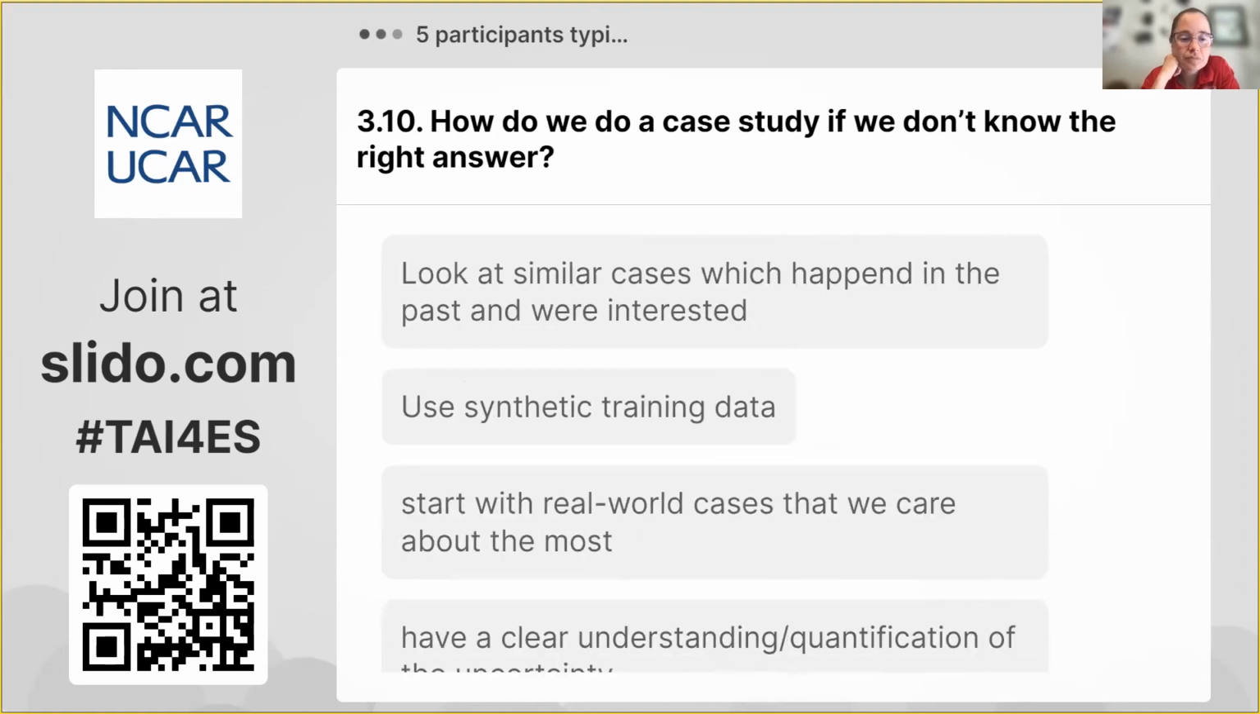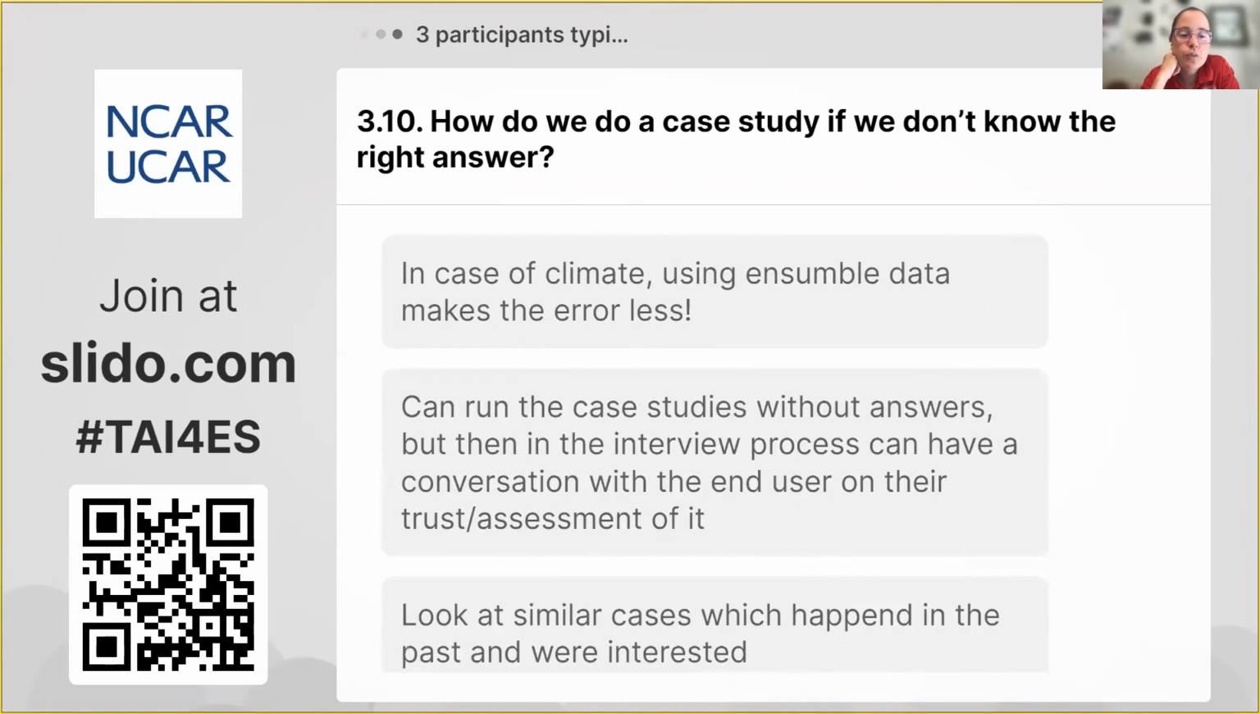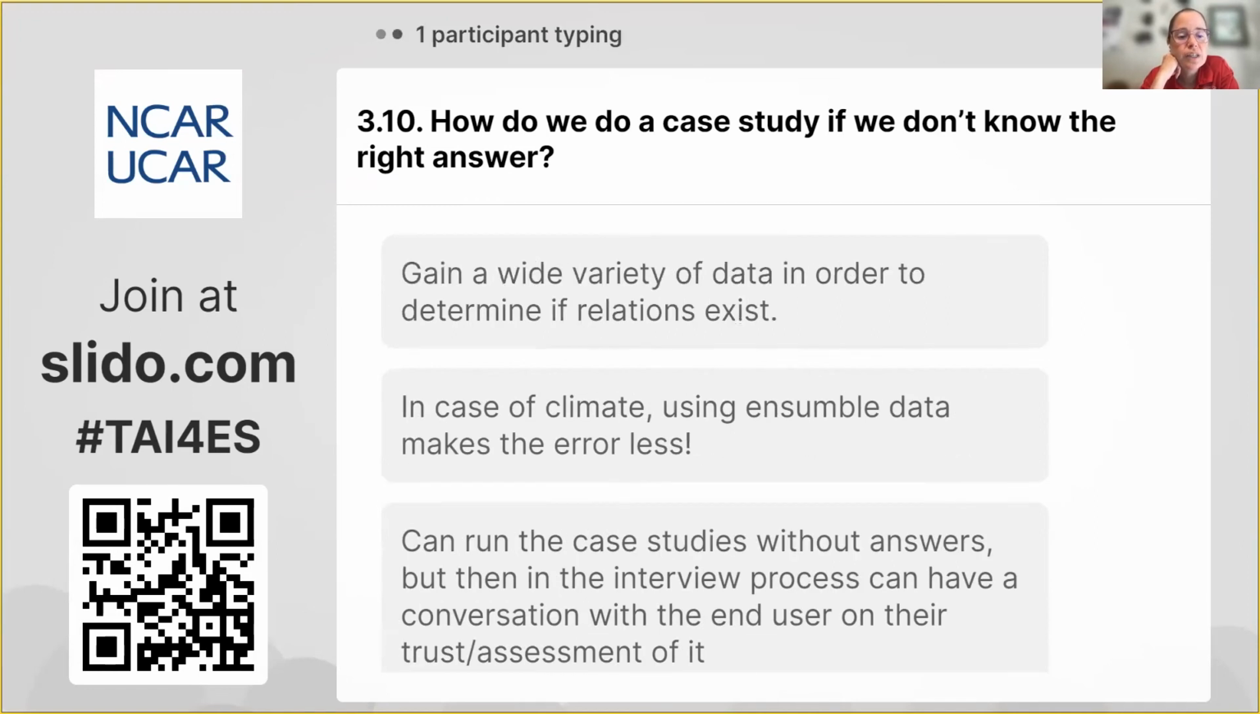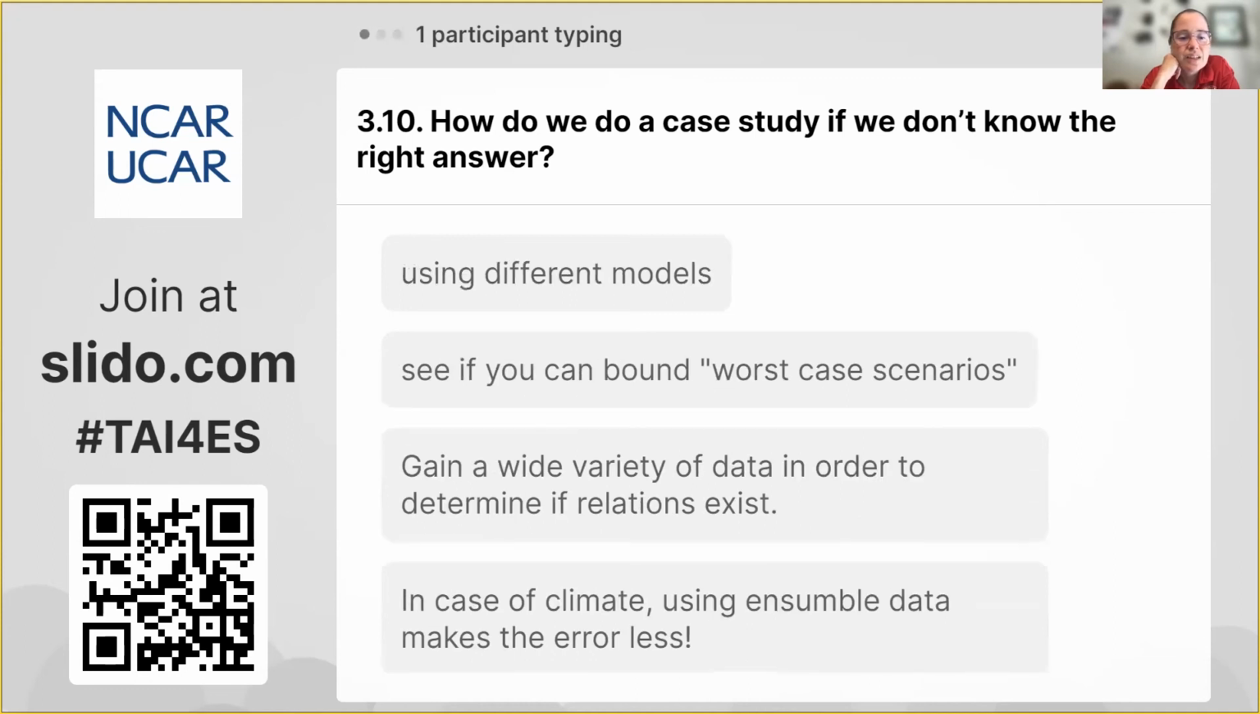Look at the past. Yes, we can look at the past, but sometimes if the past is part of your training data, then the case study isn't necessarily as meaningful, right? If you're trying to predict the future. This is going by quickly now. See if you can bound the worst case scenarios. Use different models. That comes back to the beginning one. I like that as an answer.